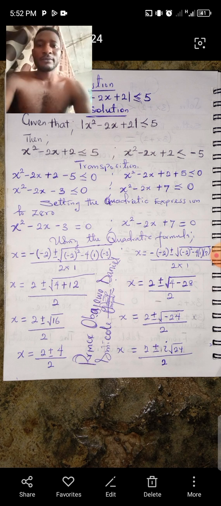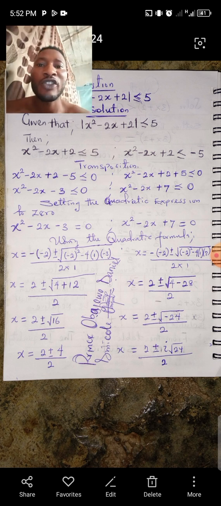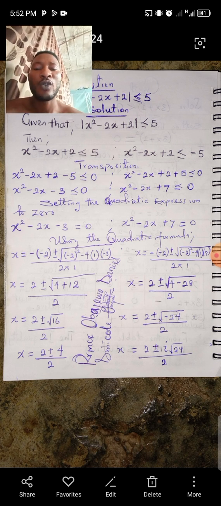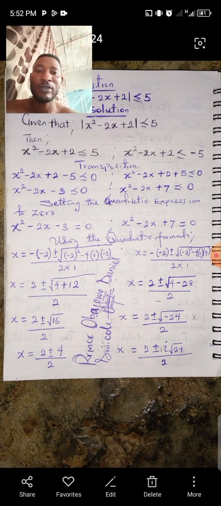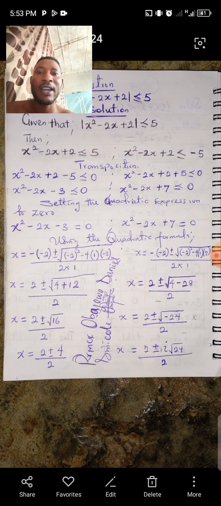So the first thing we need to do here is to present the question under consideration. So we are given that the modulus of x squared minus 2x plus 2 is less than or equal to 5. In this case, it means this quadratic expression can be expressed as an inequality to negative and positive 5. So we are going to eliminate the modulus sign because the modulus sign indicates negative and positive expression.